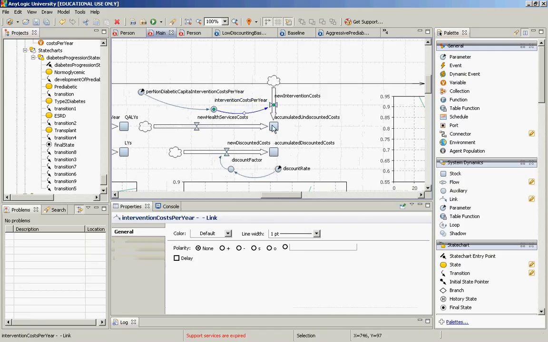And then we're going to have a cost associated with the new interventions. We're going to hitch that up, so the new intervention cost per year depends on this intervention cost per year. Okay.